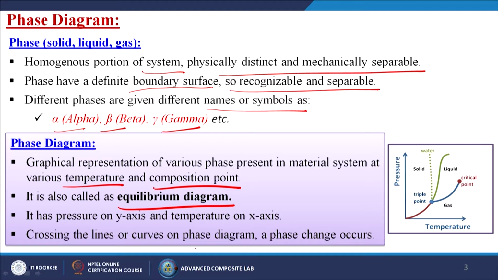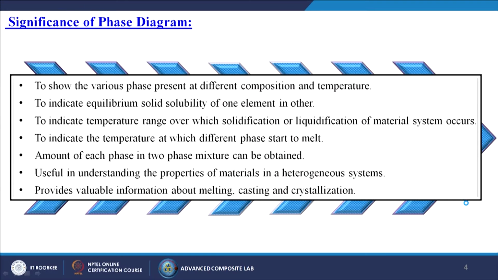Crossing the lines or curves on a phase diagram, a phase change occurs. On this side you can see the solid zone, then if you cross these lines the liquid zone comes, and if you cross this boundary the gas zone comes. This is the triple point, where three different phases of that particular material exist. If we want the conditions of this point, we can simply get the temperature and the pressure, that is, at what pressure and temperature water, H2O, will exist in three different phases together.